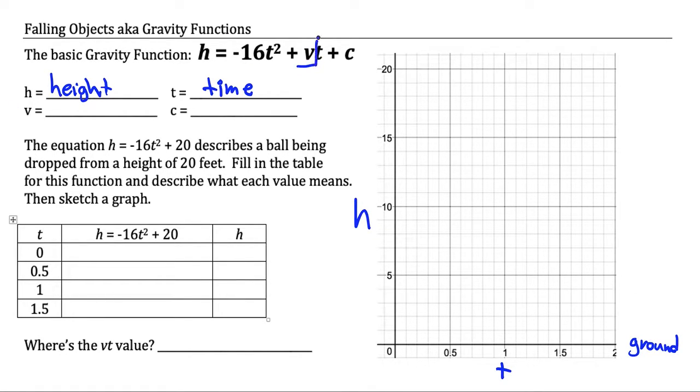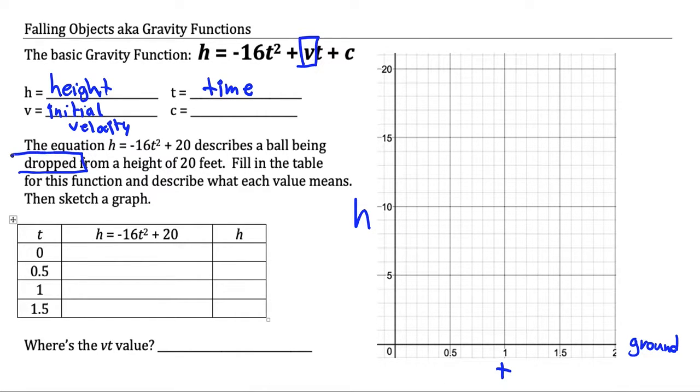V, this value right here, is called the initial velocity, okay? All right, that's basically how hard you throw the ball up in the air, and that's in feet per second. So we don't have any of that right now because this ball is just going to get dropped. Here we go. So this one's just getting dropped.